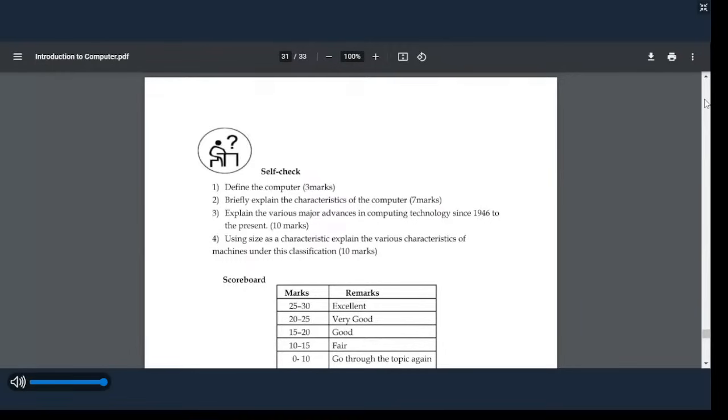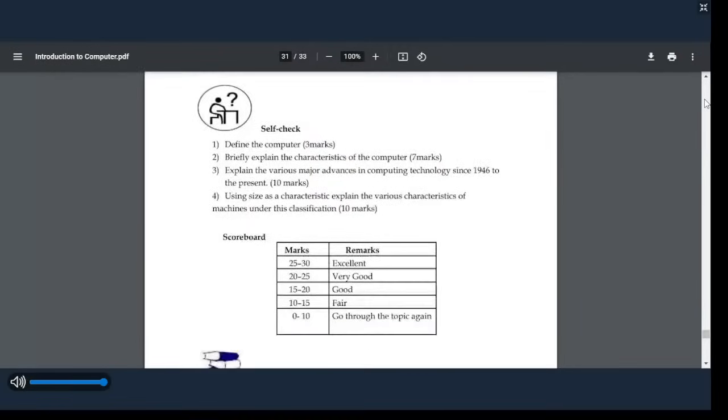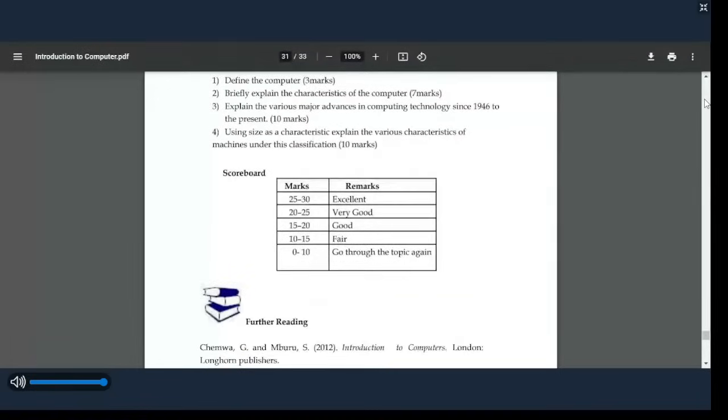These were very large. Then using size as a characteristic, explain the various characteristics of machines using this classification. So according to size, of course, we have the supercomputers, mainframe computers, mini computers, then microcomputers. So you have to check after doing that.